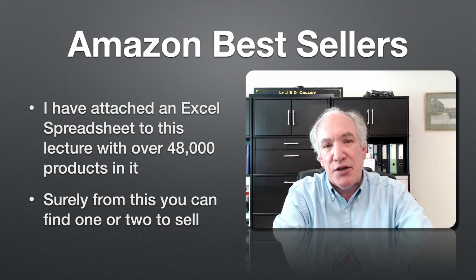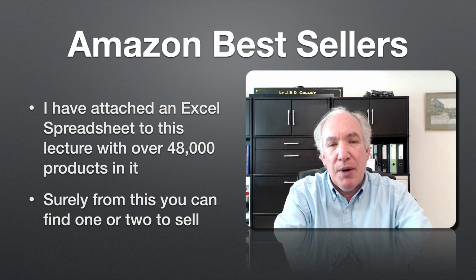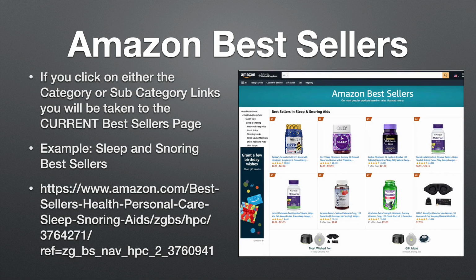And surely from this list you can find one or two to sell, but you've got to start going through it logically. Now, you'll find that if you click on either the category or the subcategory links in this spreadsheet, in the master list spreadsheet, which you'll get to in step 3, you'll be taken to the current bestsellers page, and you can see a screenshot of one here. So I found the link for the sleep and snoring bestsellers list. Don't read anything into that. That's the link, and when you click on it, you get to the bestsellers today. So you get a current listing for the bestsellers.